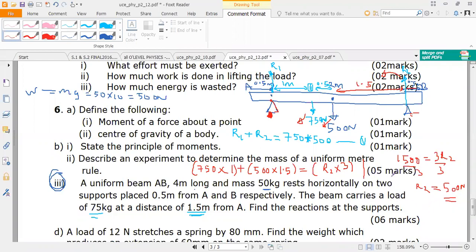Okay, then we can now find the reaction R1. For R1, we shall use this equation here. R1 plus R2 should be equivalent to 750 plus 500. So if you substitute R2 as 500 newtons, you end up getting R1 as being equivalent to 750 newtons. So finally, we've obtained the values of R1 and R2.